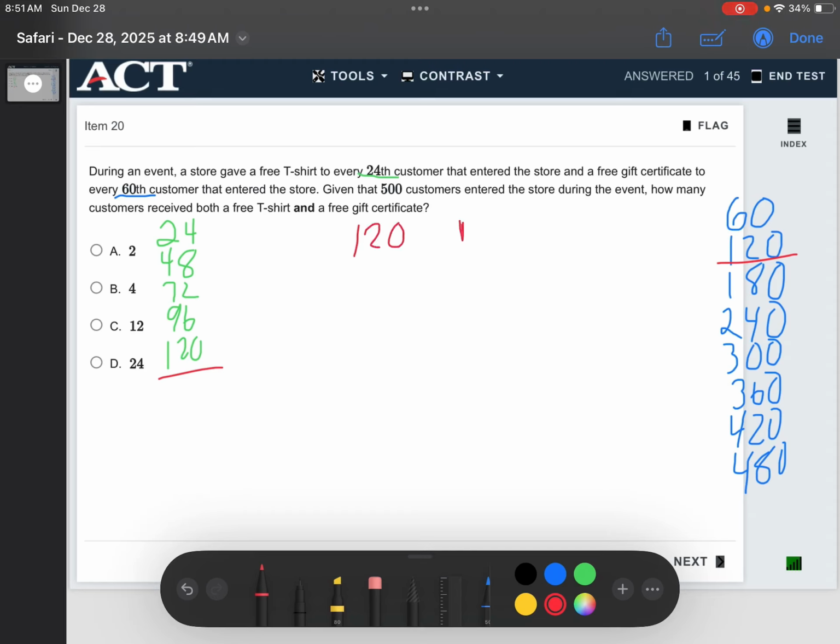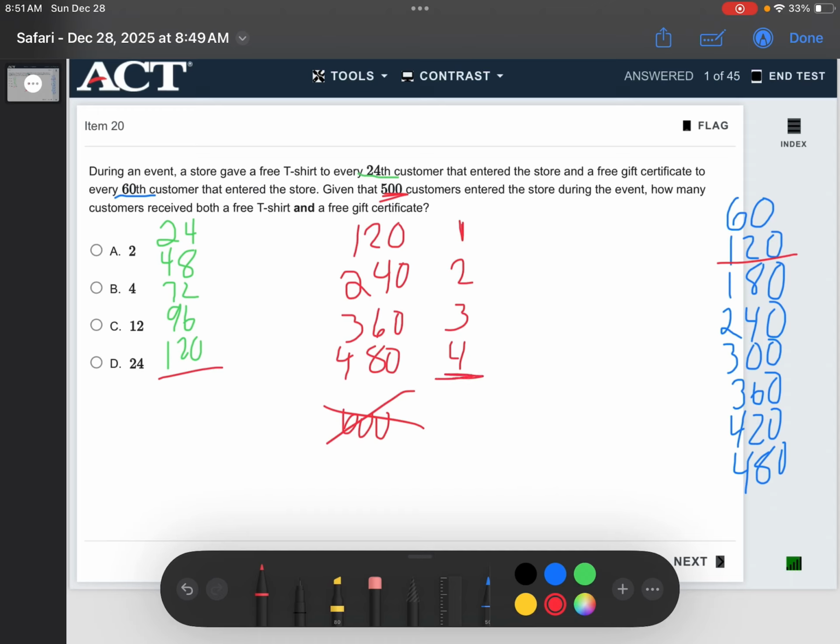And then another 120, which would be at 240, they would get both. So that's 2. Another 120 to that would be 360. They get both. That's 3. And then after another 120 customers, there we go, 480, they would get both things. And then another 120 would be 600, but they told us that only 500 customers entered. So it looks like our correct answer here is 4.